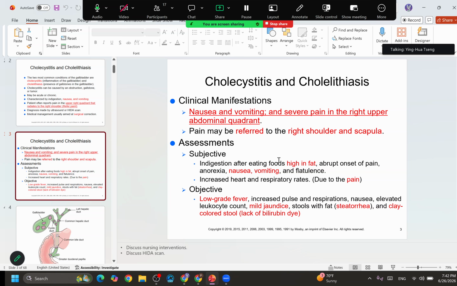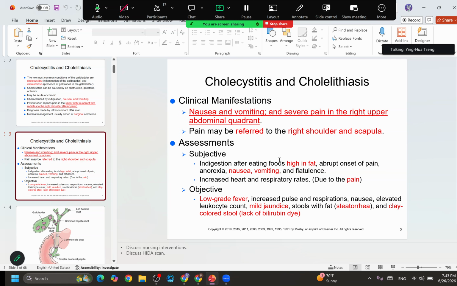Because inside there is inflammation and the duct is blocked, or there are too many stones, the bile cannot come out, so it will cause lots of pain. This kind of pain is very deep inside, not superficial. That's why patients will tell you, "My pain is very, very deep." If you take Tylenol, it usually doesn't work.